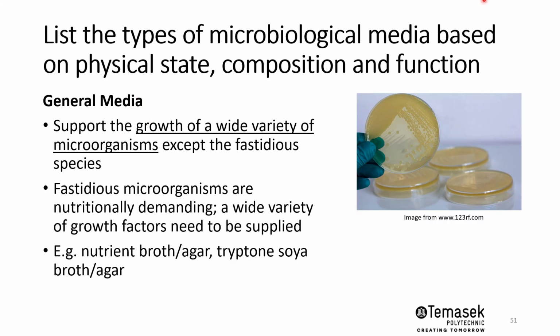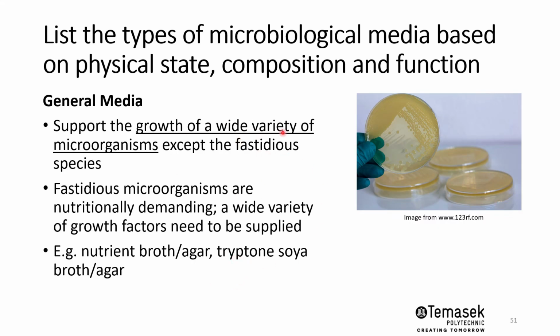They have the ability to support growth of a wide variety of microorganisms, except the fastidious ones. Remember, the fastidious ones need special growth factors and special conditions to grow, like special components such as blood or serum. Then that will allow them to grow well, because the fastidious ones are nutritionally demanding. Some examples of general media are nutrient agar, or nutrient broth if it's in liquid form, or tryptone soya broth or agar. These are general media that are able to support the growth of a wide variety of microorganisms.